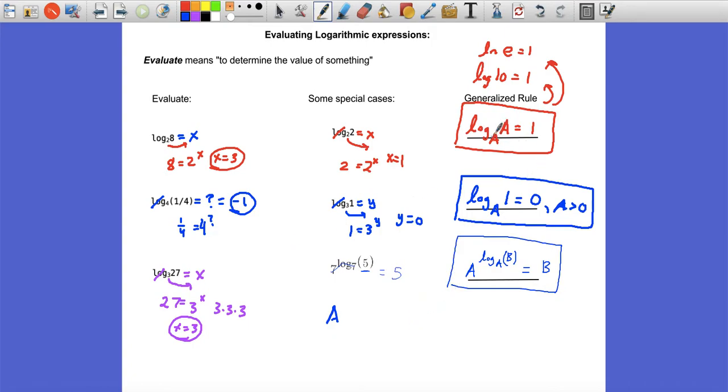So log base something of itself equals 1. Log base a of 1 will equal 0 always, as long as a is greater than 0. And then when you have a base raised to a log of the same base, then those will cancel and you'll just be left with what's left up here.